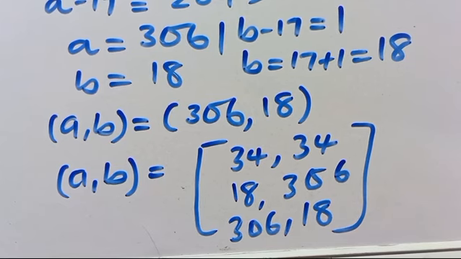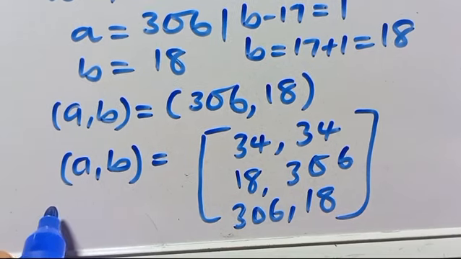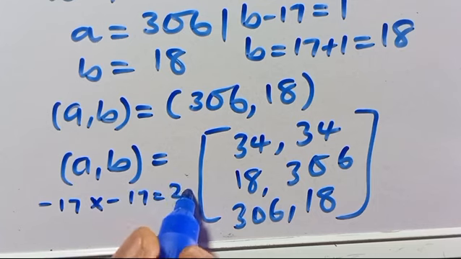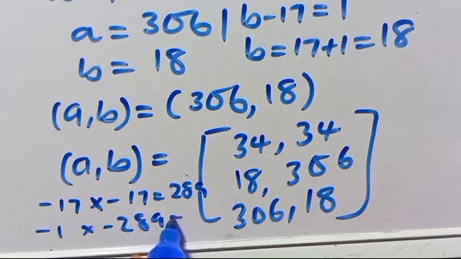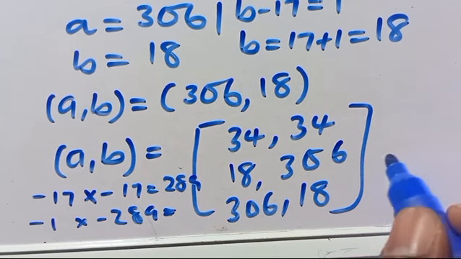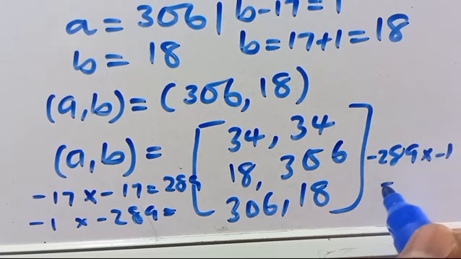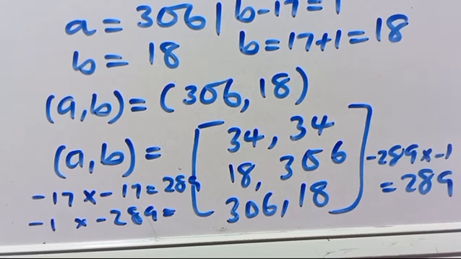Now let us solve for when we have minus 17 times minus 17. This will also give us 289. When we also have minus 1 times minus 289, this also gives us 289. So when we also have minus 289 times minus 1, this also gives us 289. So solve for the following.